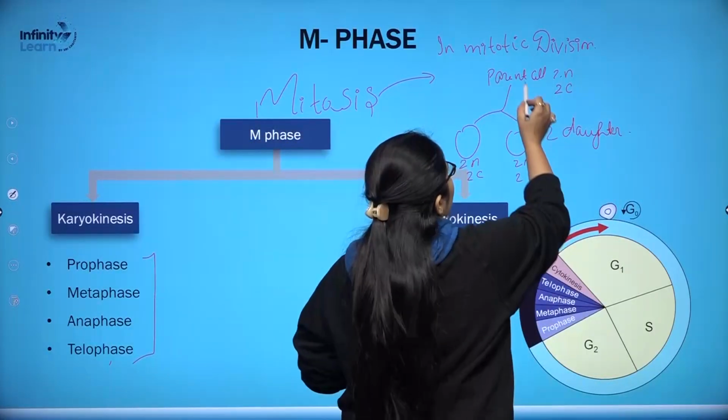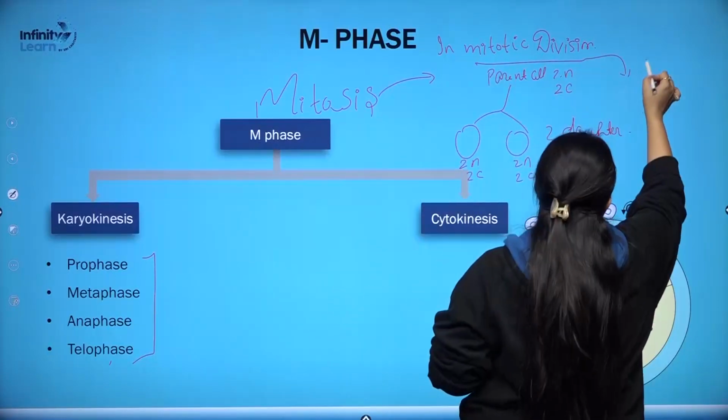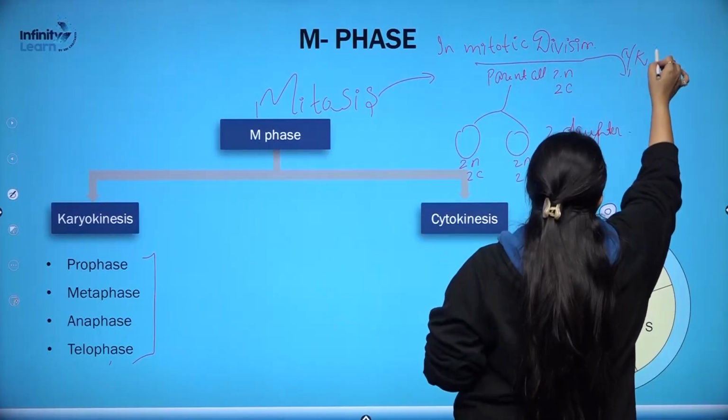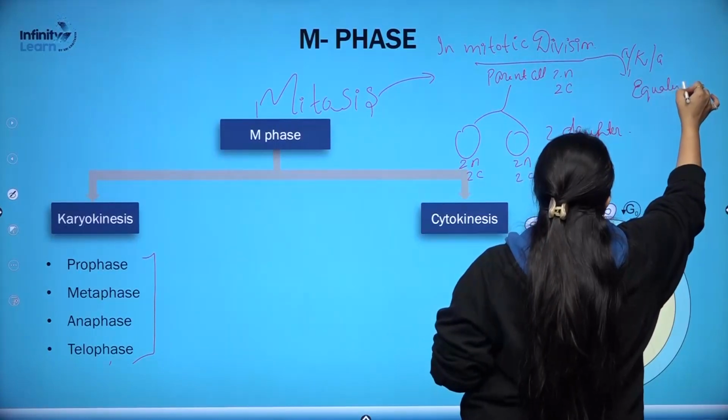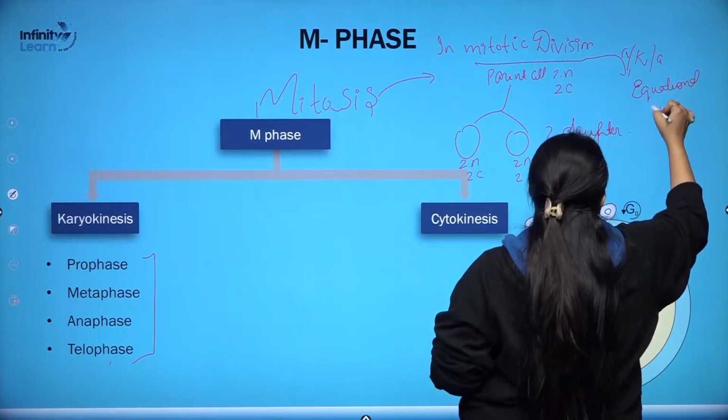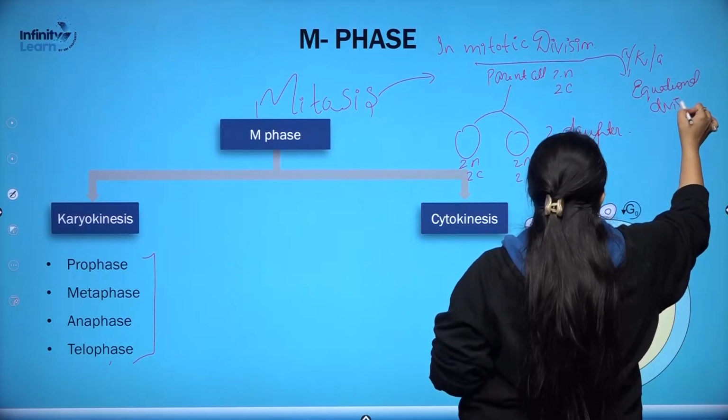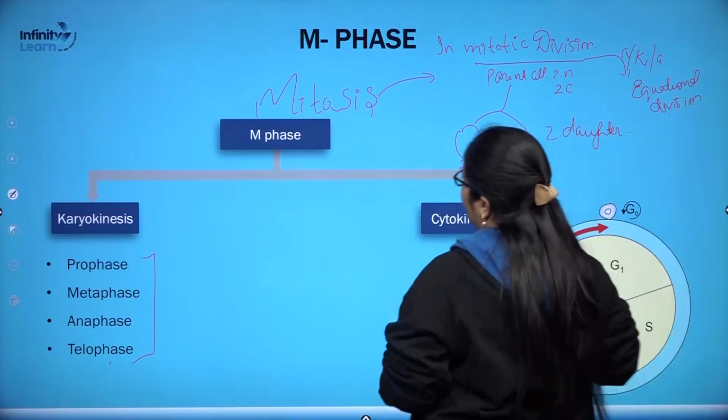इसी वजह से आप mitotic division को equational division, AKA, means also known as, equational division. I hope this is pretty simple and clear.